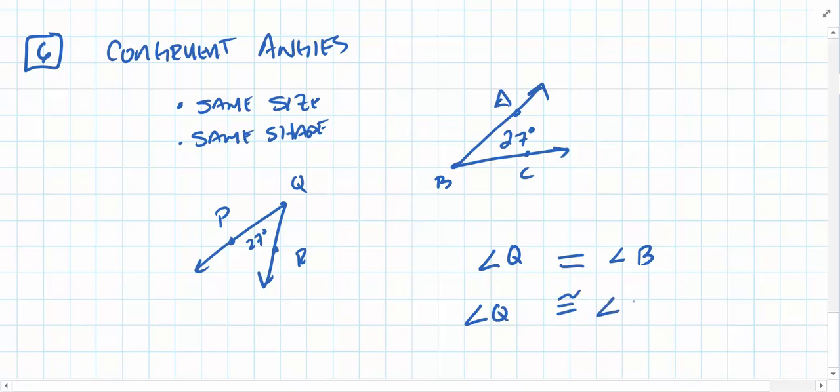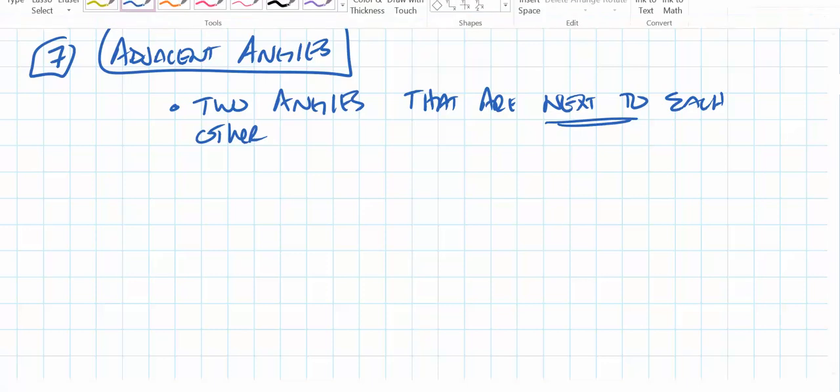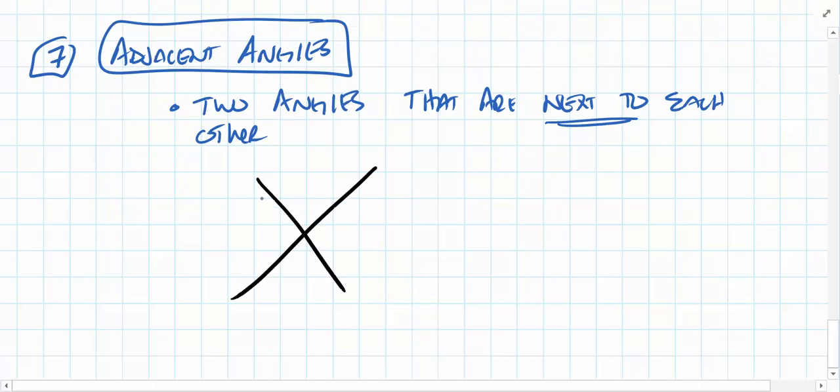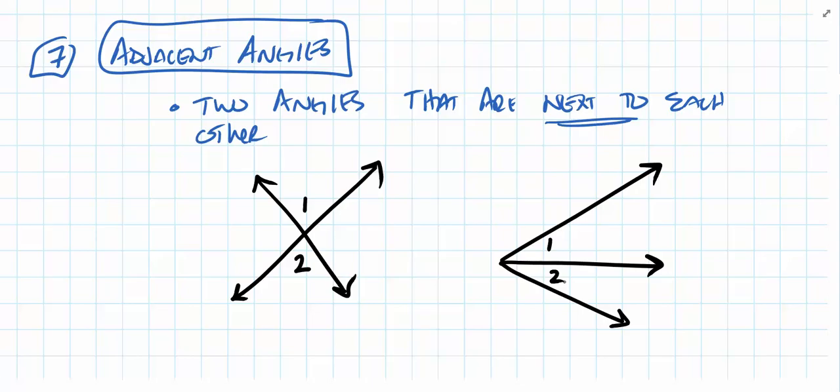So adjacent angles are two angles that are next to each other. So that begs the question then. Let me give you a little tiny picture here. I'm going to give you this picture of two lines, and then I'll give you this picture over here. I'm going to call this angle 1 and that angle 2, and call this angle 1 and this angle 2. In one of these pictures, angle 1 and 2 are adjacent. In the other picture, angle 1 and 2 are not adjacent.